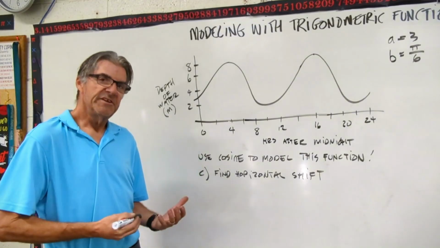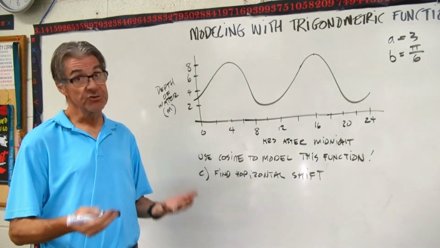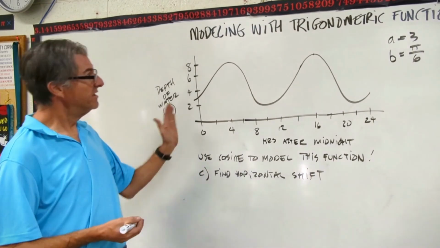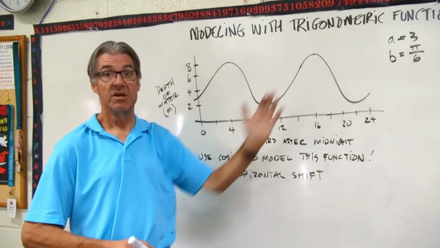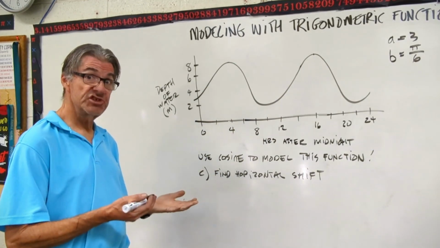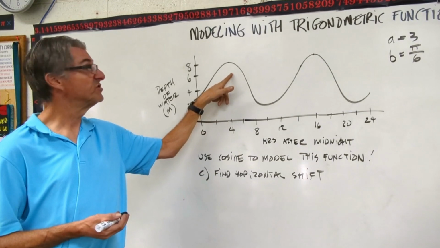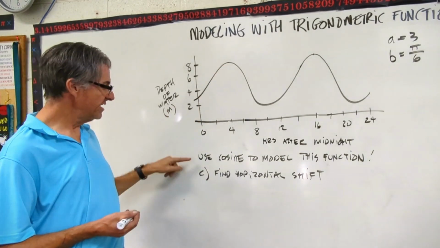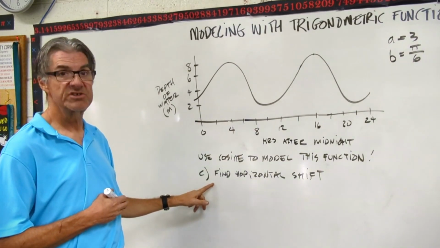All right, now we need to decide which function we want to use. It's going to be sine or cosine. And the truth is, you can use either one. This wave is identical, it just gets shifted horizontally. So before we figure out the horizontal shift to use for our function, we have to decide whether we want to use sine or cosine. In this case, we're being directed to use cosine and find the horizontal shift.